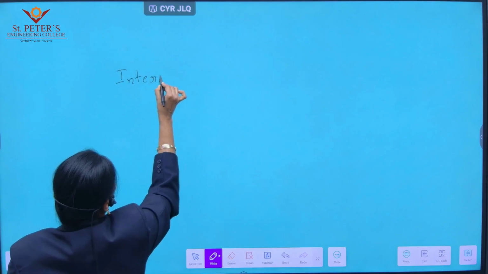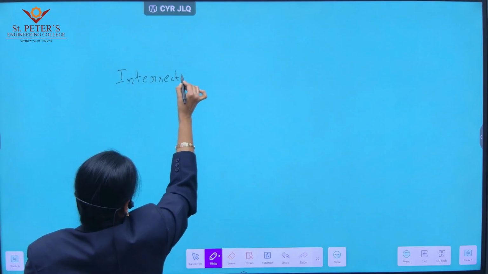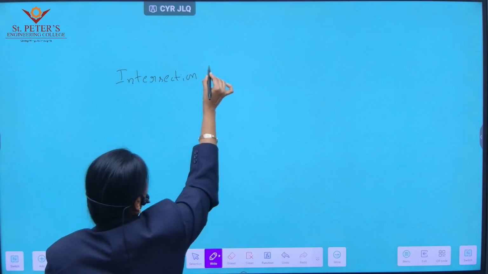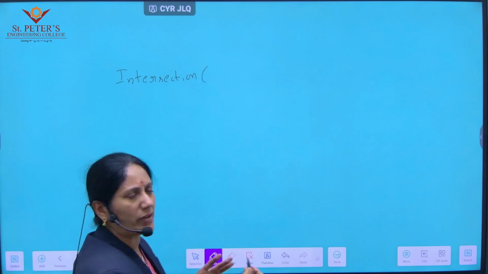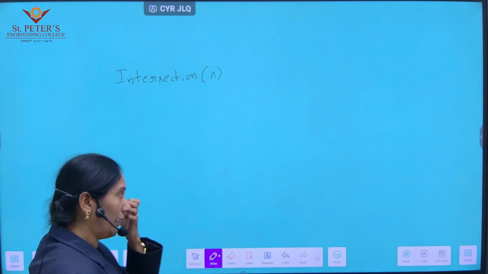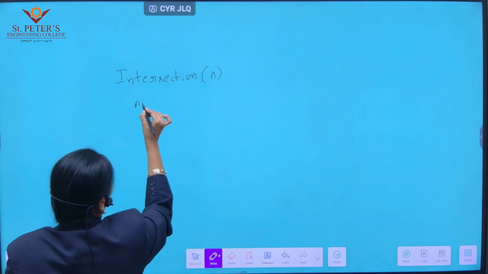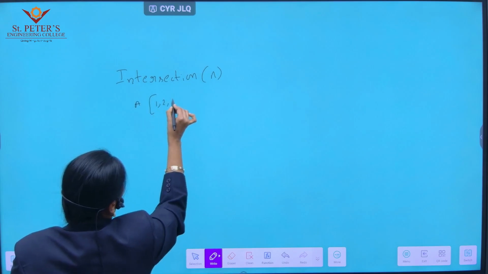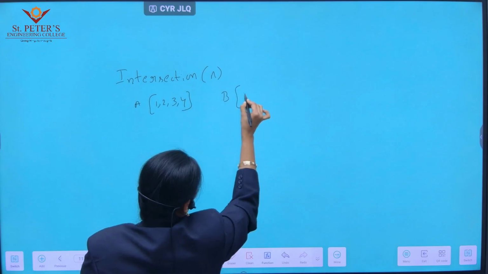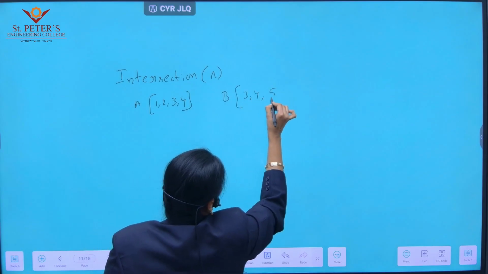Intersection operation. How to represent an intersection operation? Simply the reverse direction of the union symbol. Let us take two relations: relation A is 1, 2, 3, 4, and relation B is considered as 3, 4, 5, 6.